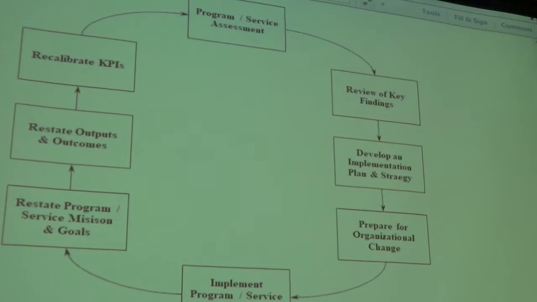On slide number 4, I have a diagram that shows the process. Again, you have the program service assessment. Once that is done, you provide the key findings. What is it that the organization needs to do in order to enhance its program and services? Make sure that the program and services are becoming more effective and more efficient. Making sure that the program and services are actually accomplishing the goals and objectives. Making sure that the program and services are going to meet their outputs and, more importantly, their outcomes.